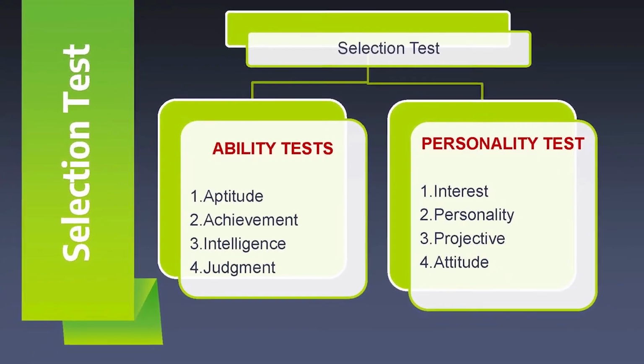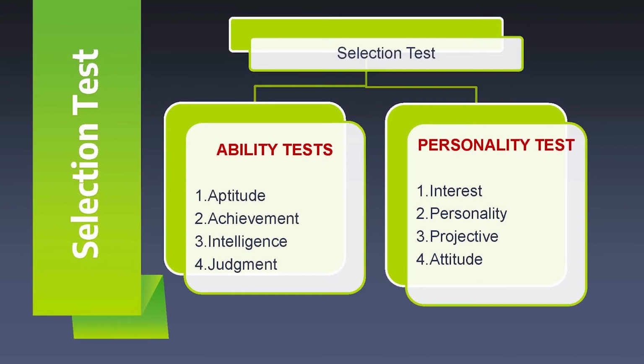Next is the selection test. Now, tests are conducted to find out whether the candidate possesses the necessary qualification to fill in the position. Tests are classified into ability test and personality test. Ability test consists of aptitude test, achievement test, intelligence test, judgment test. Personality test consists of interest test, personality inventory test, projective test, and attitude test.